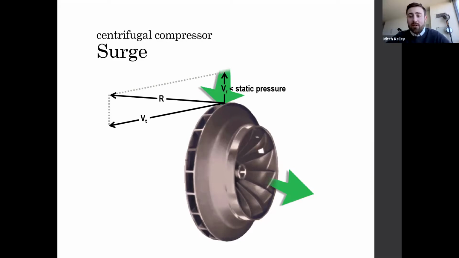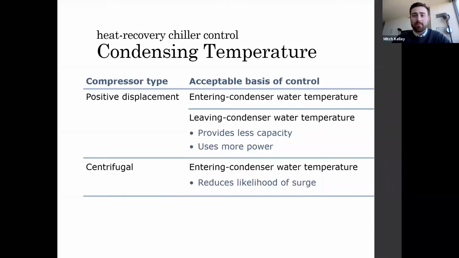Now, as long as this unstable load condition exists, the refrigerant alternately flows backwards and forwards through the compressor, generating a lot of noise and vibration, which anyone who has heard it knows means the chiller is not very happy in this condition. Prolonged surging is not good for any compressor and really should be avoided. So in summary, a positive displacement chiller can operate well in a system controlled with either entering or leaving condenser water temperature. Although if operated with a constant leaving condenser water temperature, the capacity will be reduced and the power will be increased. Centrifugal compressor chillers should be operated with reduced entering condenser water temperatures at part load conditions. This will reduce the likelihood of surge.